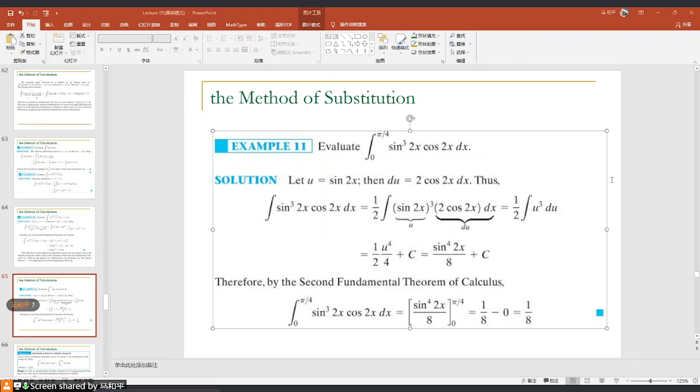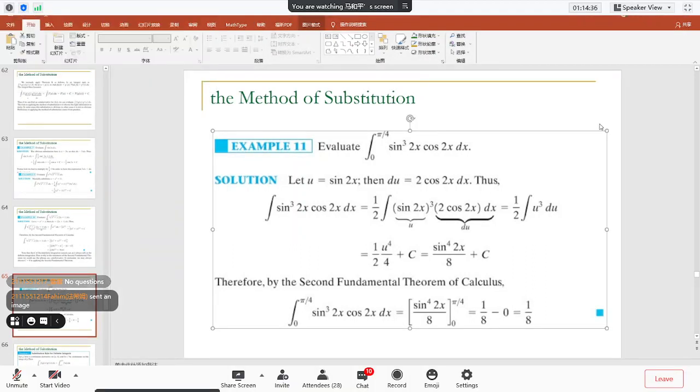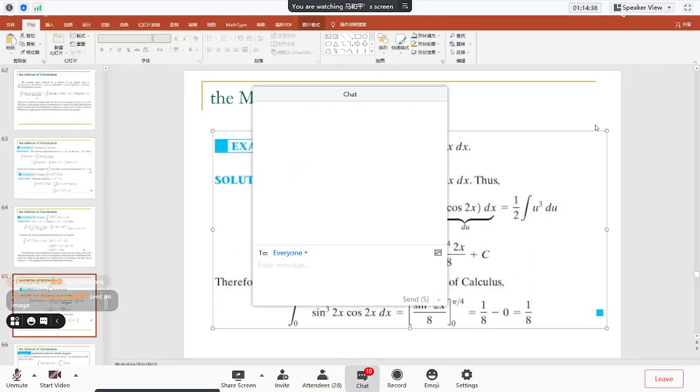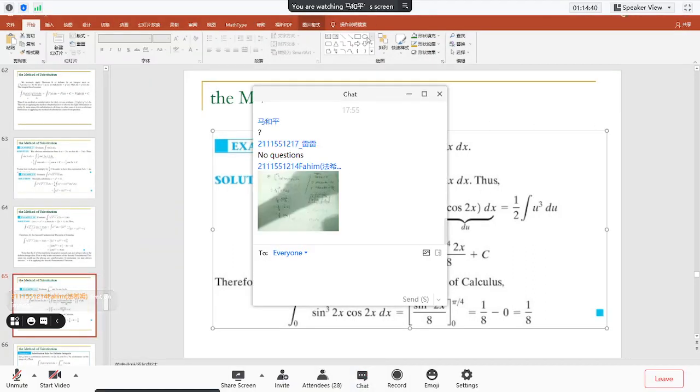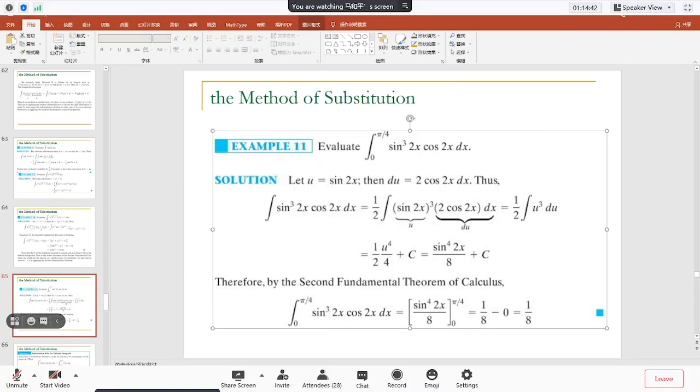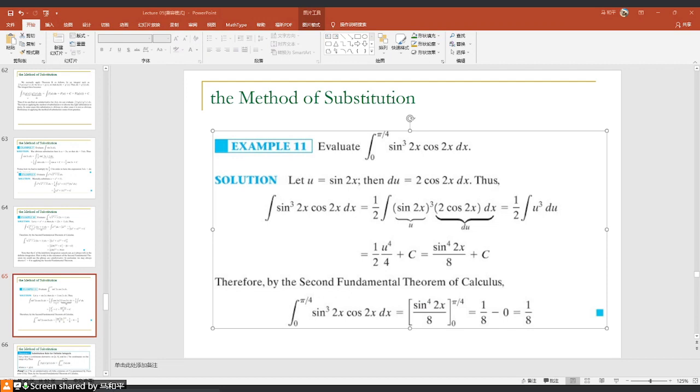Example 11. Any questions? No? Yeah, okay. Let's see Fatimo's answer. No? Yes, 1 over 8. Oh, right. Yes, you're right.